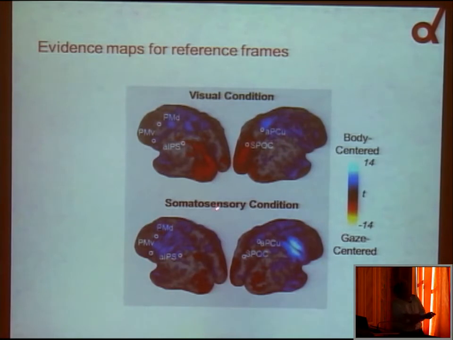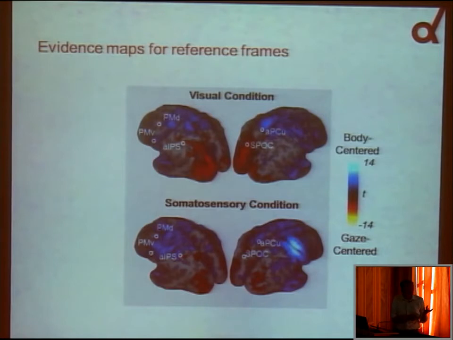For the visual condition, you see more in the visual areas and also in parietal areas this reddish coloring, dominance for gaze-centered coding. And if you go more into the frontal cortex, you see more bluish coloring. There the representation is already coded in body-centered coordinates. If you look at the somatosensory condition, you see much less gaze-centered dominance. You see much more body-centered dominance. That makes sense. It's grasping somatosensory targets coded more relative to the body. So that's what you can see.